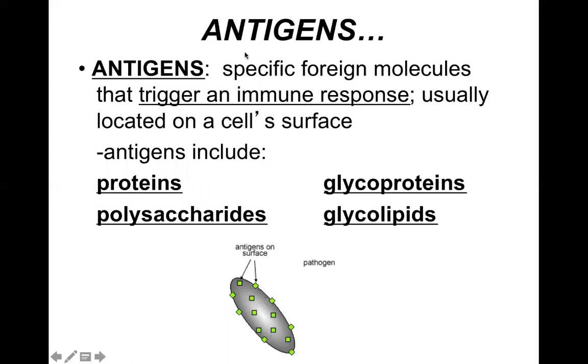But those antigens are these specific foreign molecules, one of these types of molecules down here, that trigger an immune response because they are non-self. They're not going to be recognizable as a self-antigen because they're foreign. They're going to trigger your immune cells to try to attack them and get rid of them. They don't belong.